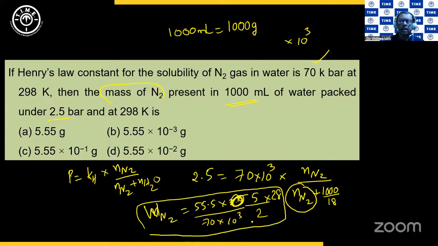Yeah. Now, 14 goes in this: 14 tables, 14 twos are, 14 fives are. This 5, that 5, this 2, and that 2 have got cancelled out. So you've got only 55.5 into 10 power minus 3 grams, or shall we say 5.55 into 10 power minus 2 grams? Yes. Option D it will be.